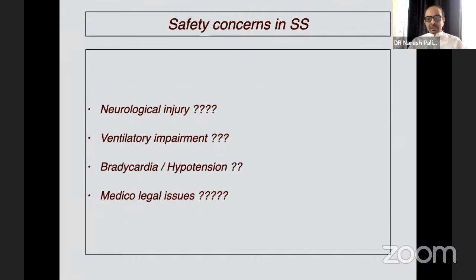There are some safety concerns which are always raised when we talk about the segmental spinal. The first and foremost is, can there be neurological injury with dural puncture at high lumbar or mid to lower thoracic spaces? Can there be ventilatory impairment with blocking of the intercostal muscles and upper abdominal muscles? Can there be bradycardia and hypotension with a block extending T1 to T4, blocking cardioaccelerator fibers? And last but not the least, and most important, are medicolegal issues, as it is still not in the standard textbooks.